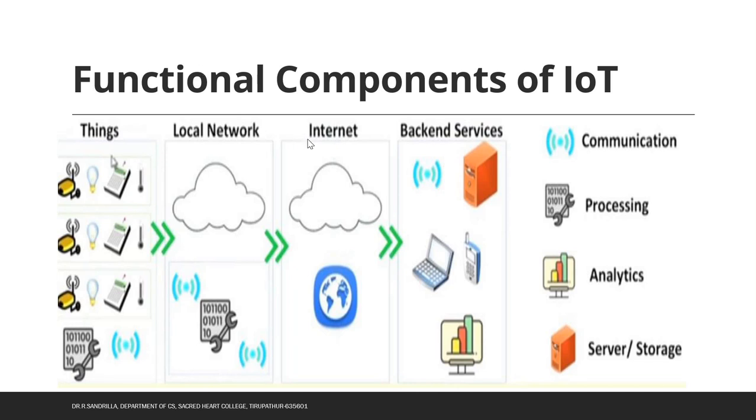The next major component is the internet. In short, the internet is an interconnected network, a global system of interconnected computer networks that use the Internet Protocol suite, that is TCP/IP, to communicate and share resources. It is a vast network infrastructure that connects millions of devices worldwide, including computers, servers, routers, switches, smartphones, and other smart devices. And the next one is the backend services.